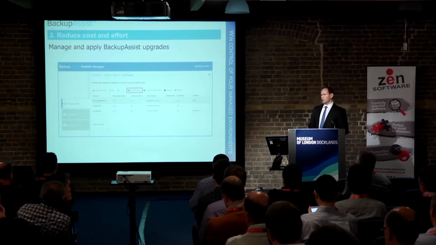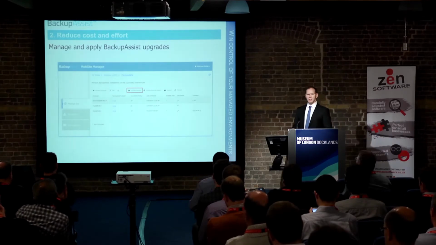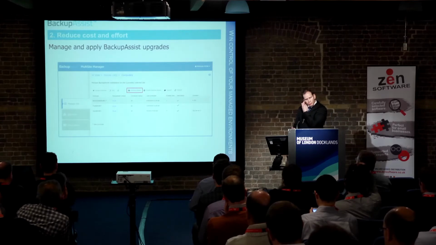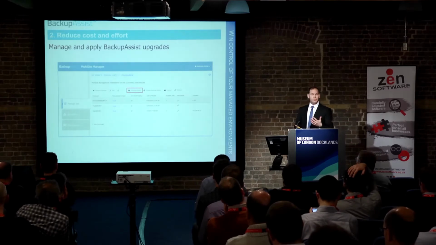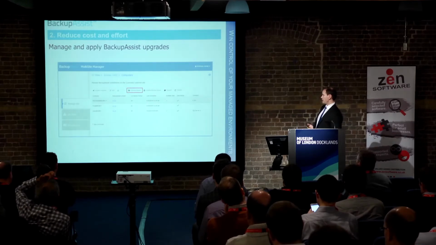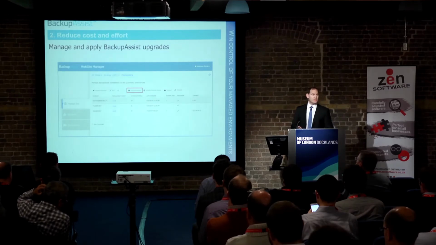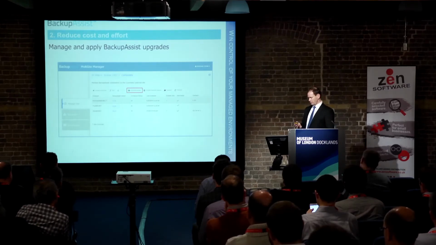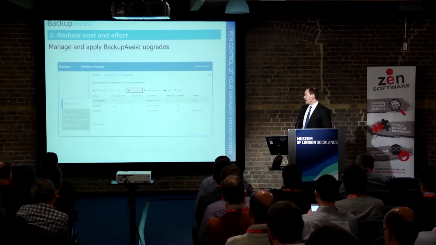The other way it can reduce your costs and effort is with centralised upgrade deployment. With the Multi-site Manager, you can review the version numbers, and you can see this in the managed site view. We're looking down into a particular site, and we can see each server there, and you can see the version number of BackupAssist that's applied. No, I don't have a pointer.